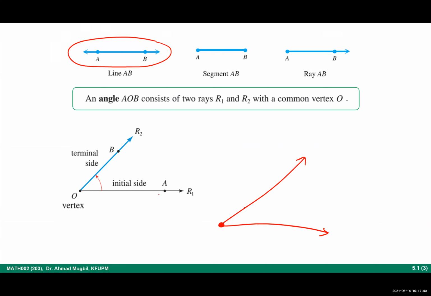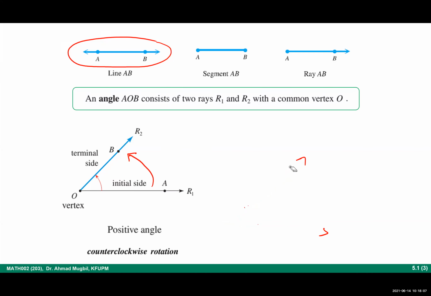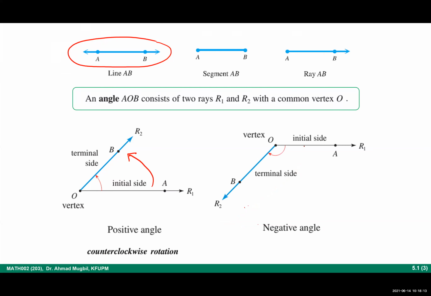So the angle has 2 sides. This one is called the initial side, and the one that is moved in this way, or this way, is called the terminal side. If the terminal side goes this way, we call it a positive angle, because it is counterclockwise. If it is in the clockwise direction or rotation, we call it a negative angle. So again, this is the initial side, this is the terminal side, and this is the vertex.